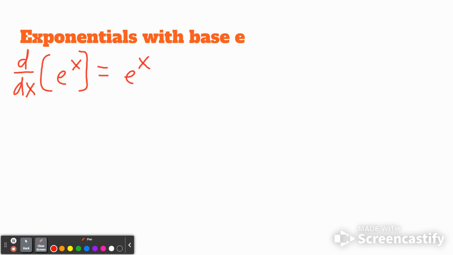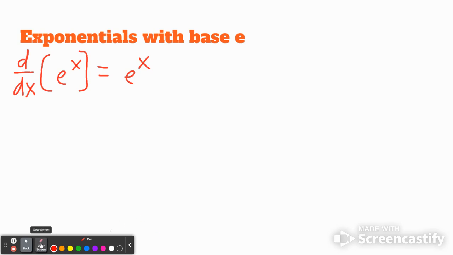That also means that when you learn about integrals and antiderivatives, the integral of e to the x is also e to the x. So, yeah, e to the x is pretty nice. So that is the main thing to remember, the main thing to know. The derivative of e to the x is e to the x.